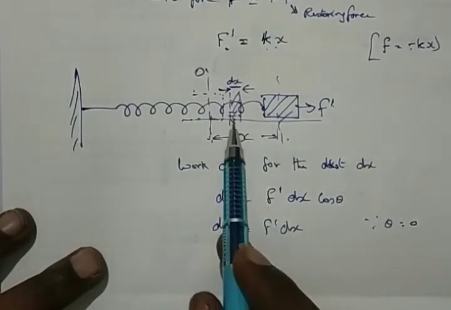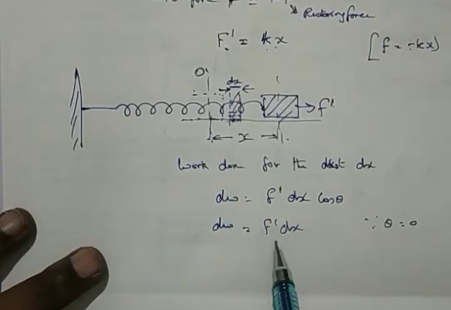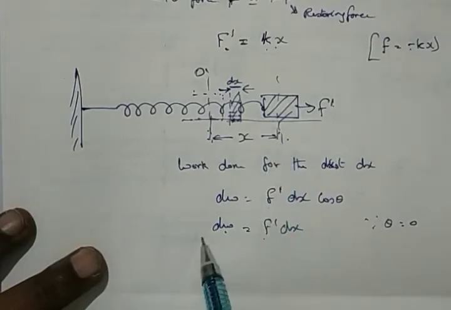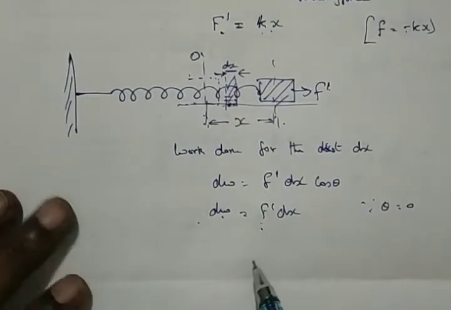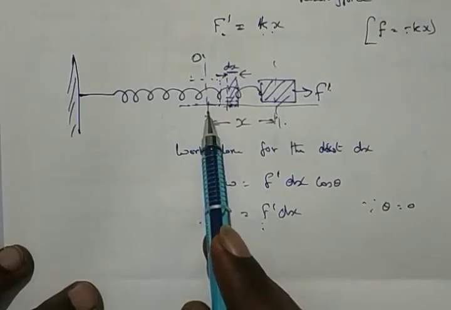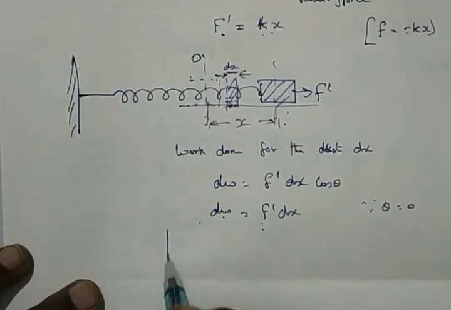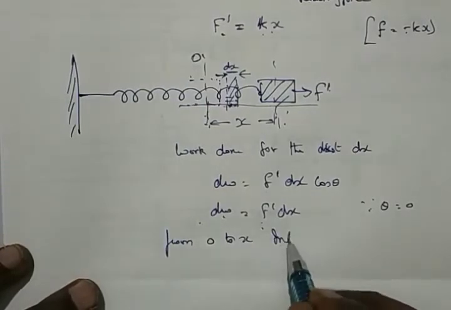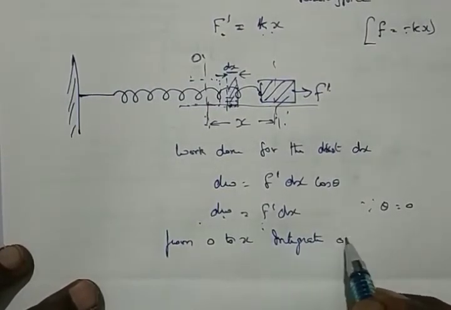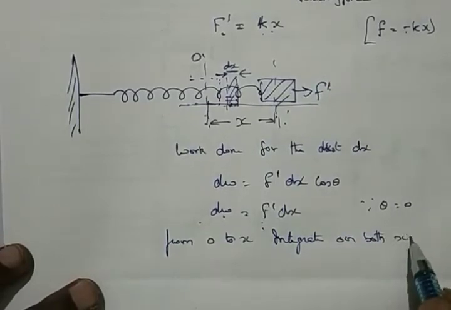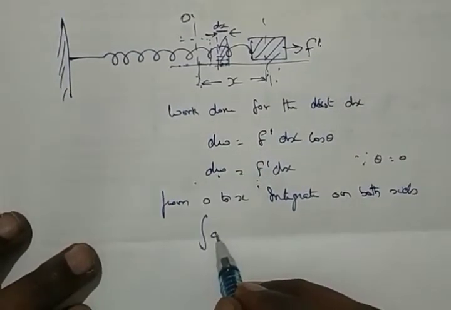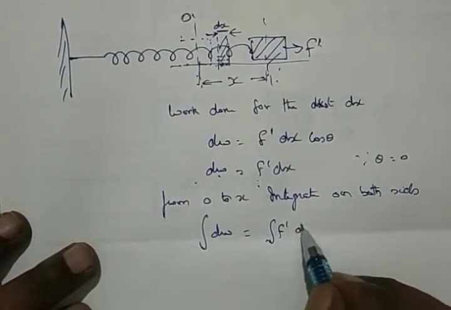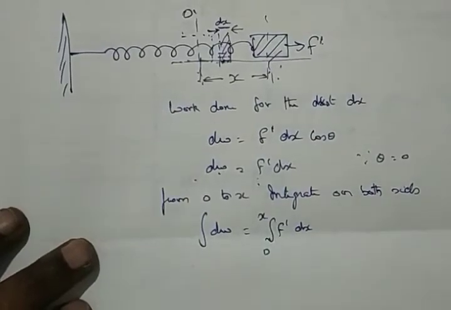Now this is a small distance, and for the small distance you got the small work done. For the total distance, what do you need to do? Integrate on both sides. For the total work done from 0 to x, integrate on both sides. So integration of dW is equal to integration of F dash dx from 0 to x.